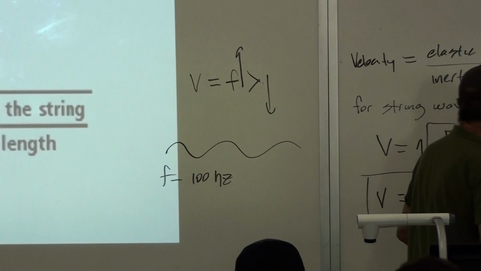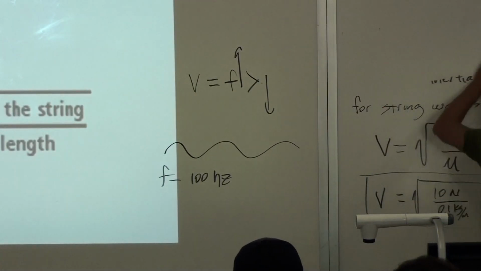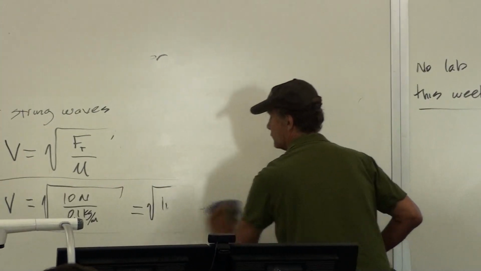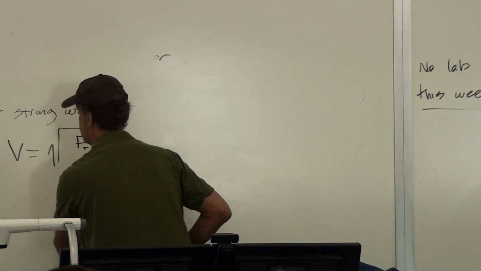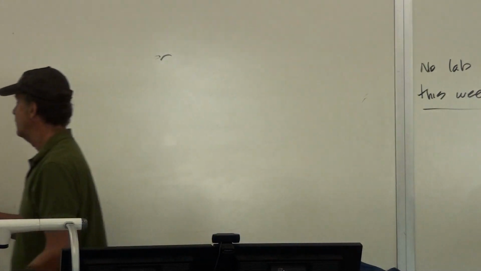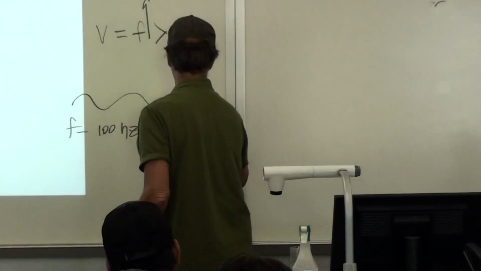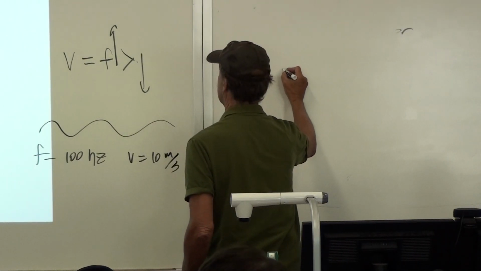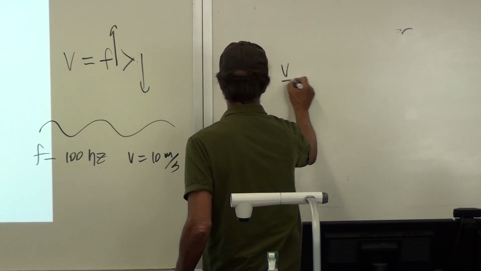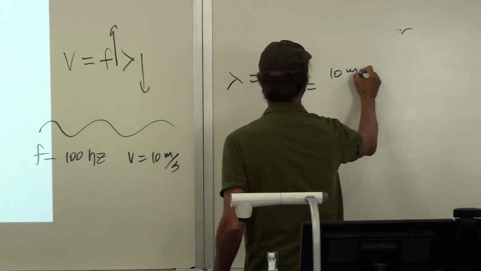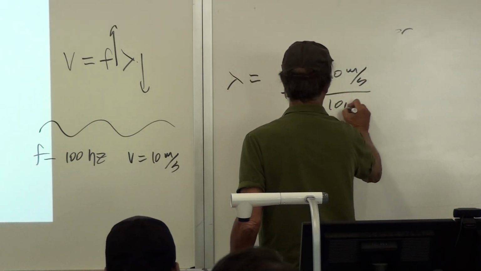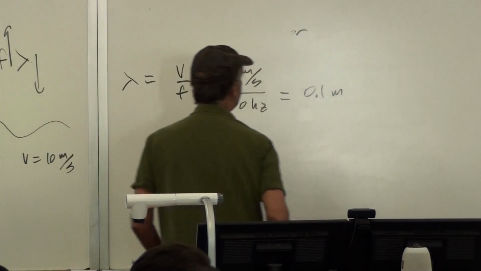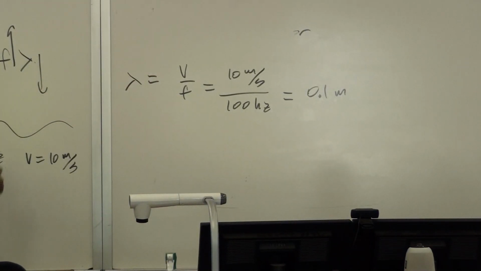The wavelength for this would be just one equation and one unknown. We have the velocity now. We just calculated that. So the wavelength would be equal to what? It would be the velocity divided by the frequency. So that would be 10 meters per second divided by 100 hertz, which equals 0.1 meters. That would be the same thing as a 10 centimeter wavelength.